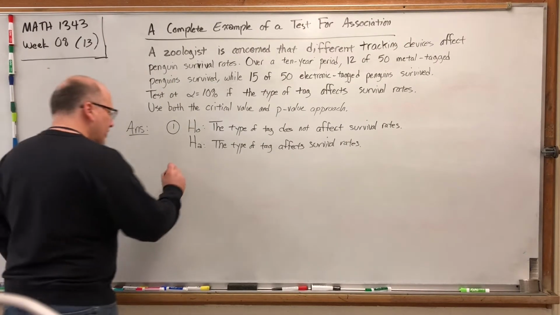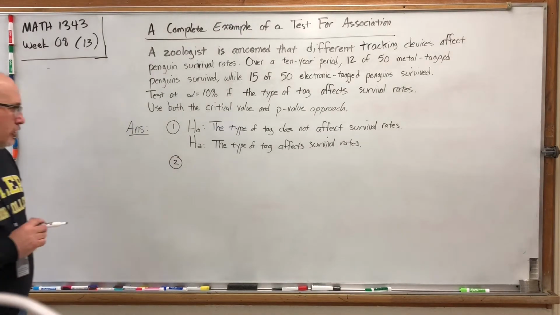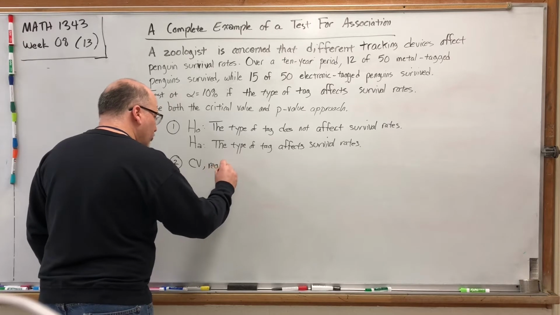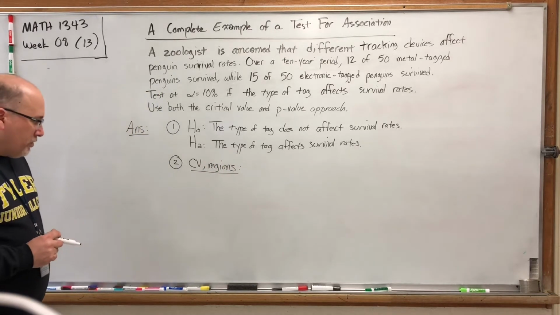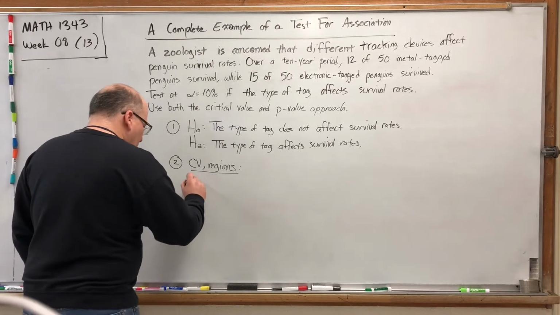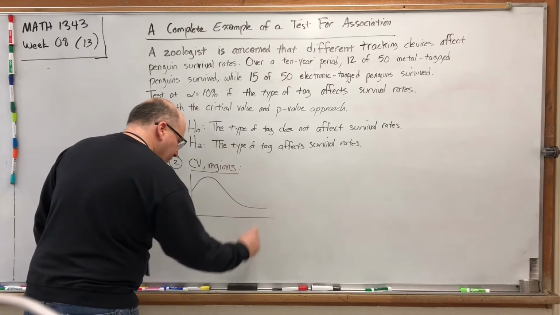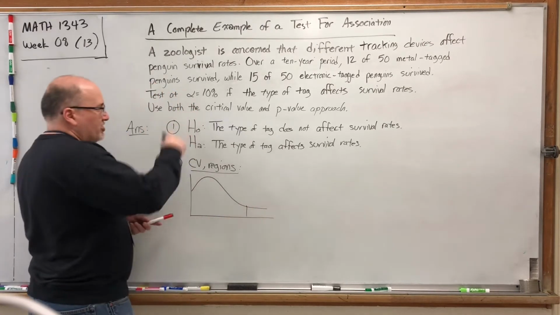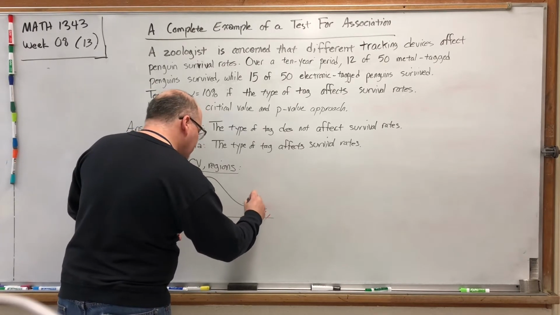For the critical value approach, step 2 is to determine the critical value and regions. For the critical value, first off, let's go ahead and sketch the chi-squared curve. Always a right tail test. Significance level is 10%, which means this area is 10%.